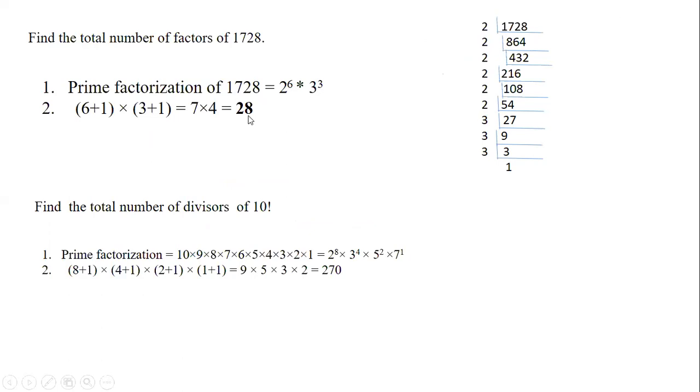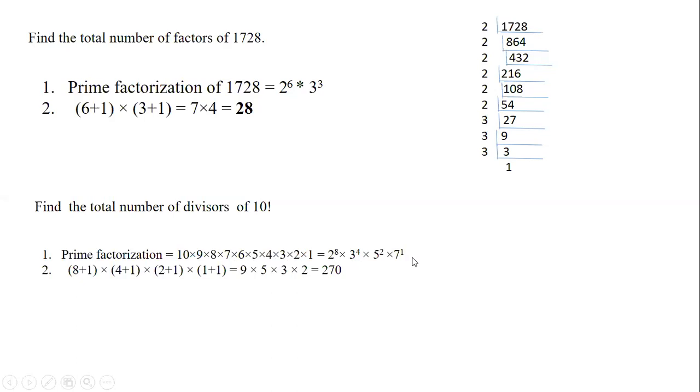Similarly, you can consider the next question. Find the total number of divisors of 10 factorial. So prime factorization will be like 10 into 9 into 8 into 7 into 6 into 5 into 4 into 3 into 2 into 1. You cannot stop here because 10 is a composite number, 9 is a composite number. So we are converting everything in terms of prime factorization. 2 power 8 into 3 power 4 into 5 square into 7 power 1 will be your prime factorization.